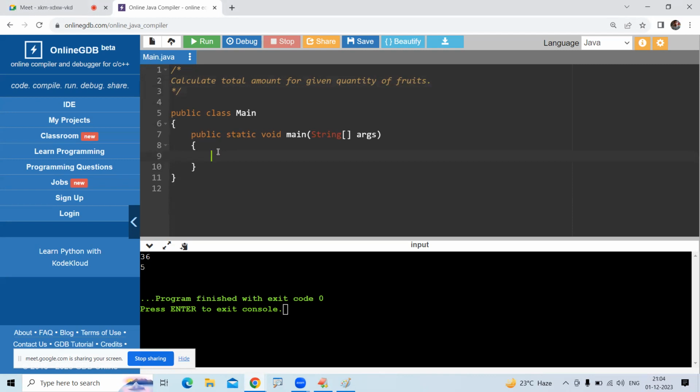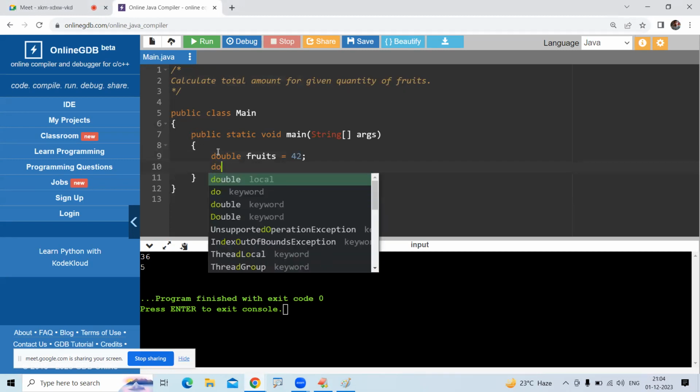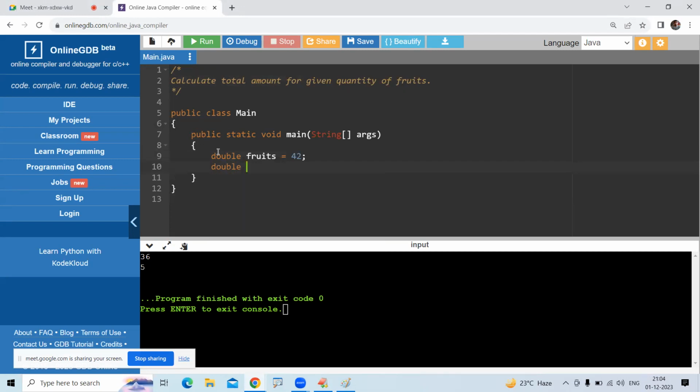Suppose I'm taking float or double because in points it will come. How many fruits quantity purchased? Suppose they purchased 42 fruits. Okay. But they mentioned each fruit cost I am not giving. I am giving per dozen. Per dozen cost I am giving. Okay. How much cost per dozen? 53.5 rupees per dozen cost. They have given like this. Now they are asking, please find the total amount.